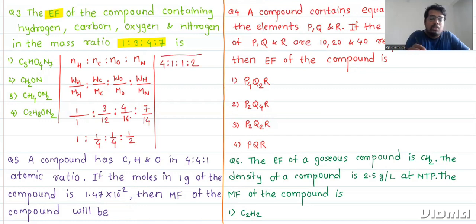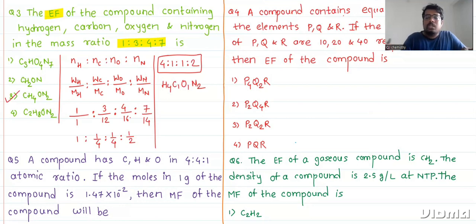So this is the mole ratio of the atoms hydrogen, carbon, oxygen, and nitrogen in simplified form, right? So which one is the correct option? H4, carbon 1, oxygen 1, and nitrogen equal to 2. So this third option is correct. Now, next question is question number 4.